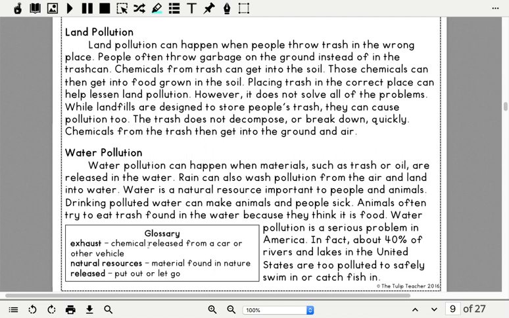They give us a glossary over here. So we've got the word exhaust, which is chemicals released from a car or other vehicle. We have natural resources, which are materials found in nature. And we have the word released, which means put out or let go.